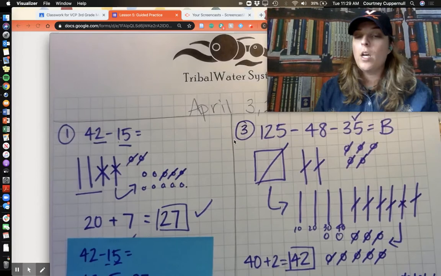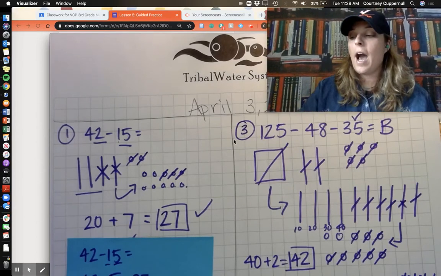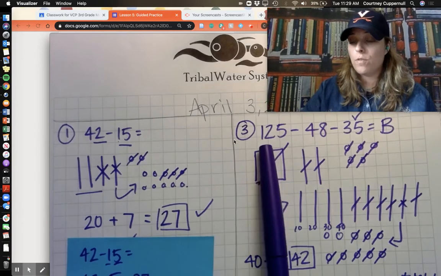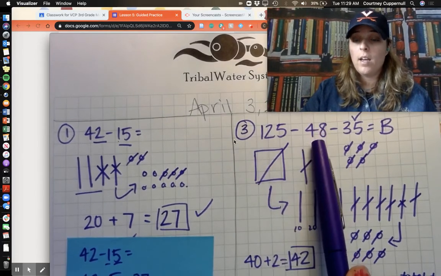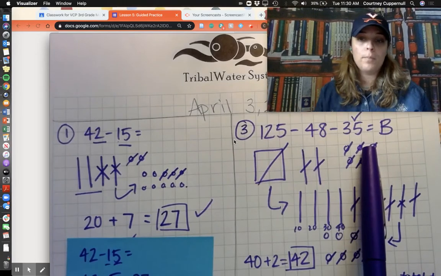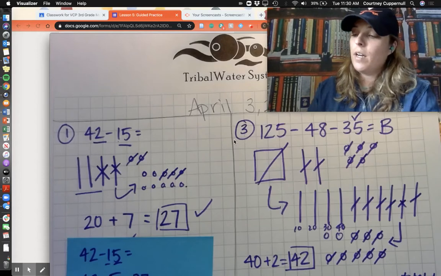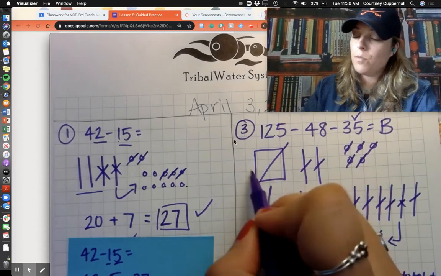All right, so the first thing I did was I wrote a number sentence to match a story problem, which is: I had 125 blueberries. I used 48 of them, so I'm taking them away, and I used another 35 of them, so I'm taking them away, equals some unknown amount. First thing I did, since I have 125, I went ahead and I drew my 125 in blocks right here.